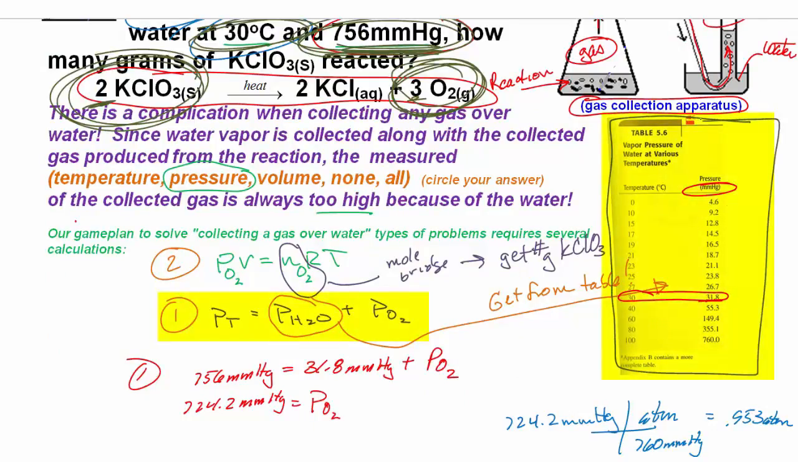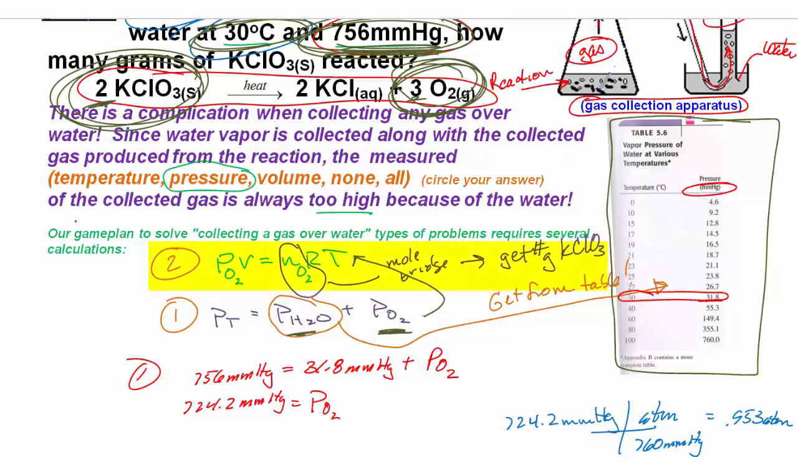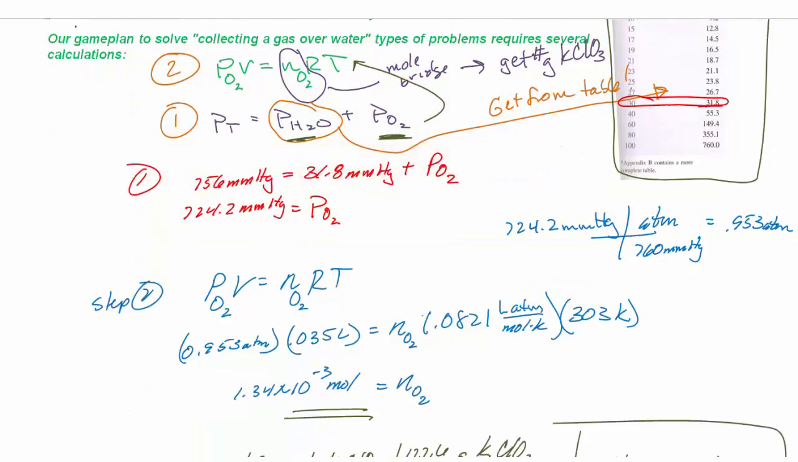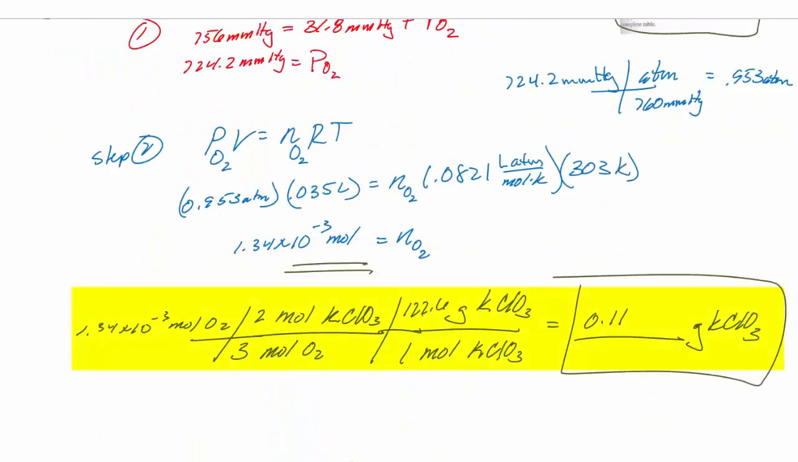The vapor pressure of water at different temperatures, they need to give that to you so you can subtract out the pressure due to water. And once you subtract out the pressure due to water, you know the pressure due to that gas that you're interested in. Substitute it into the ideal gas law, solve for moles, and then use mole bridge to get what you're interested in.